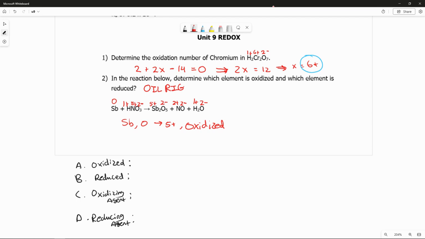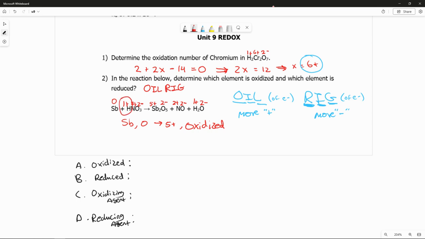And if you are not familiar with oil rig still, oil rig stands for oxidation is loss of electrons, and reduction is gain of electrons. So if you're gaining electrons, which is more negative, you're becoming more negative. But if you're losing electrons and electrons are negative, you're becoming more positive. All right, so we'll actually keep that there.